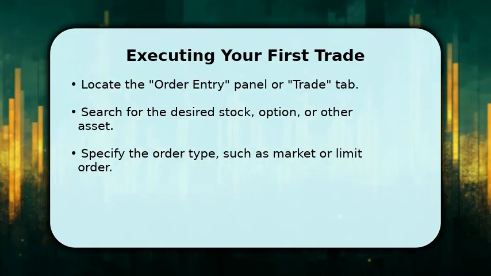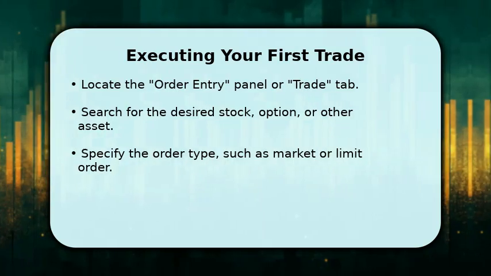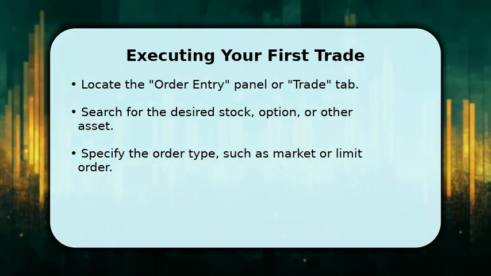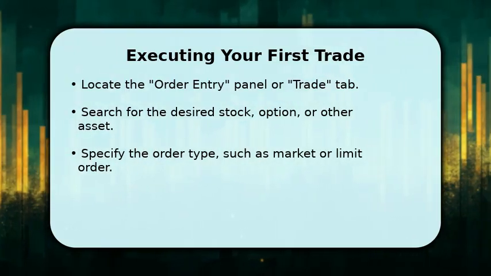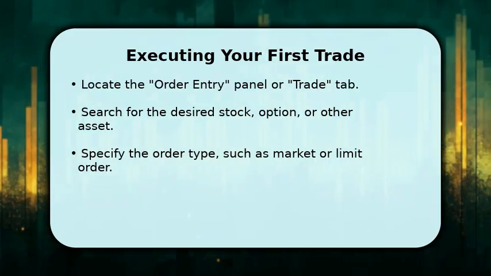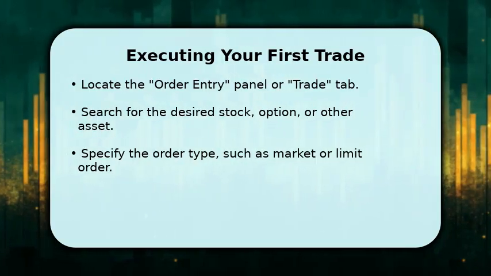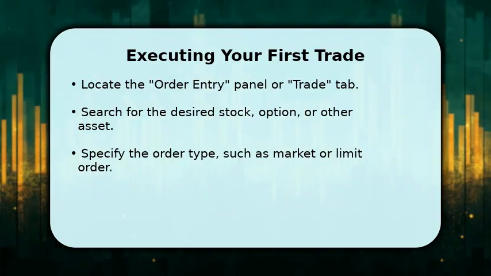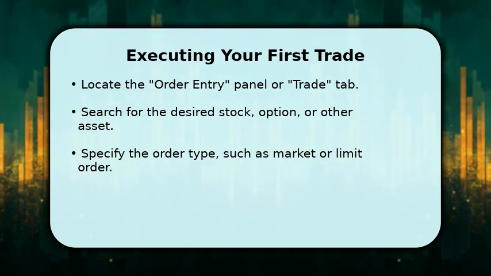Navigate to the Order Entry panel, typically found on the main screen or under a Trade tab. Here, you can search for any asset like a stock or an option using its ticker symbol. Choose your order type, such as a market order for immediate execution or a limit order to set a specific price. Input the quantity, perhaps 100 shares, and always review your order before submitting it.